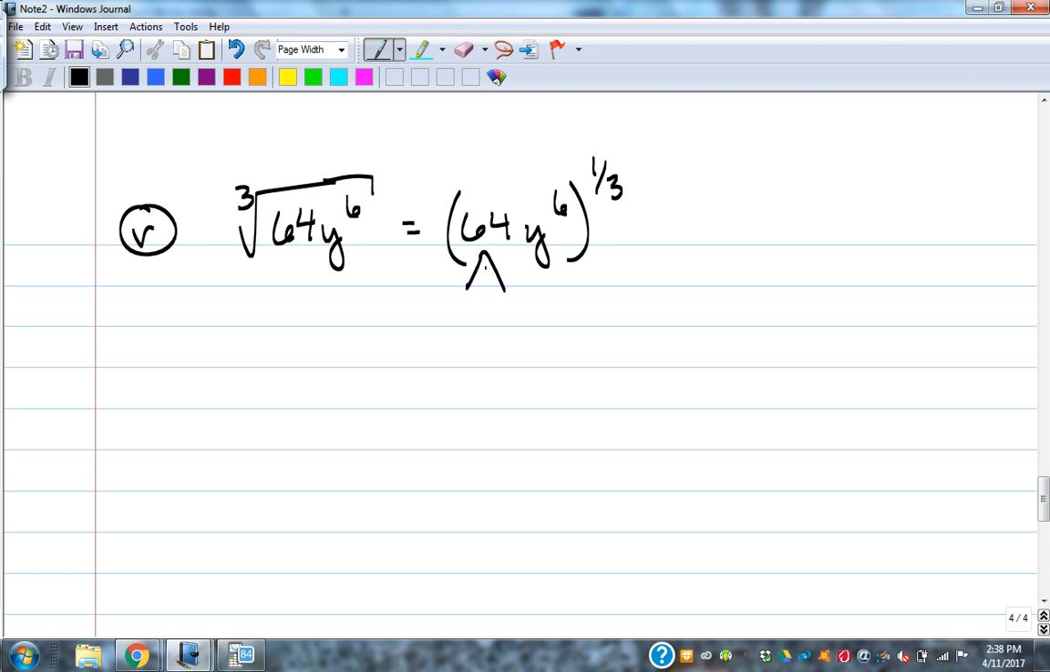And then I think, okay, 64 is 8 and 8, 4 and 2, 2 and 2, 4 and 2, 2 and 2. So 64 is really 2 to the 1, 2, 3, 4, 5, 6 power.